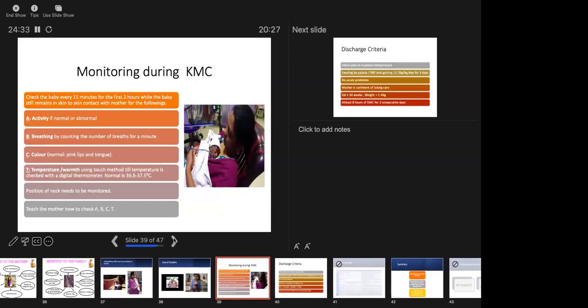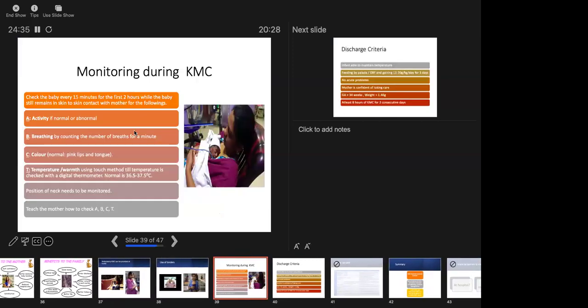What monitoring should be done during the KMC? Check the baby every 15 minutes for the first 2 hours while the baby remains in skin-to-skin contact. First, check the activity of the baby, whether it is normal or abnormal, whether it's decreased or not. You count the respiration by number of breaths per minute. See the color of the baby.